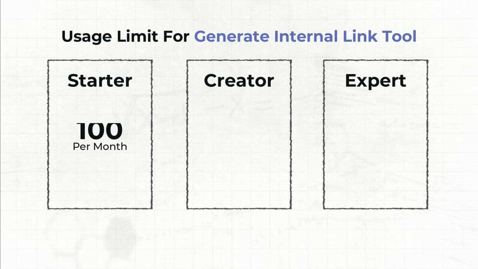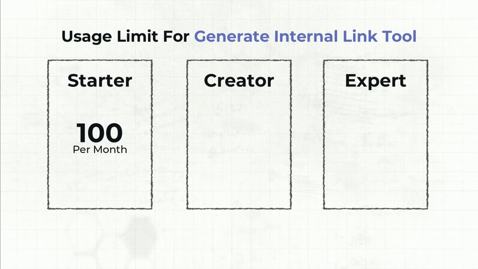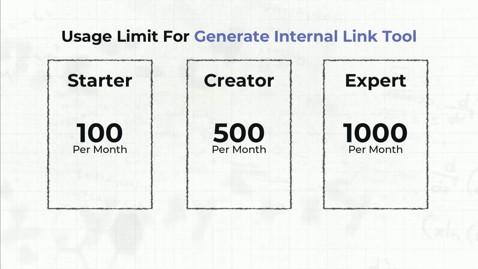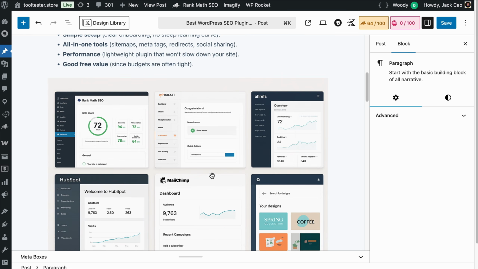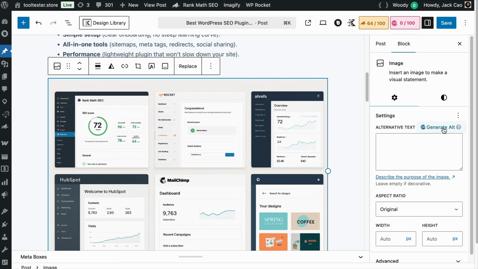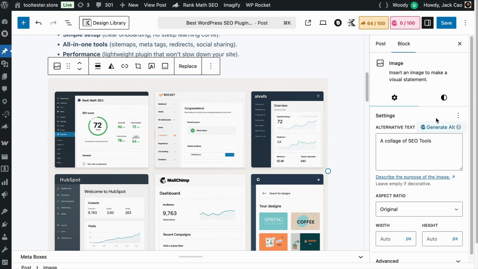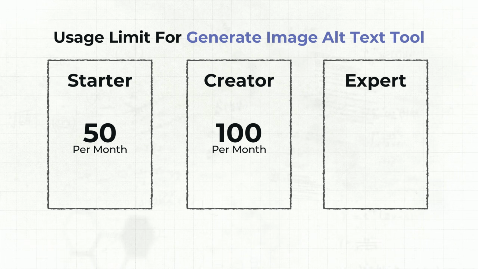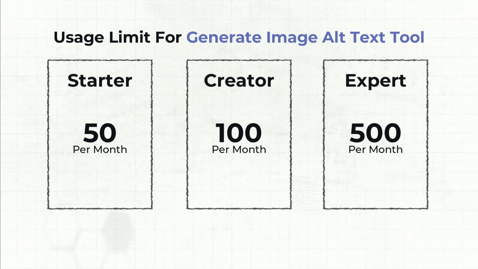You can use this feature 100 times for the starter plan, 500 times for the creator plan, and 1000 times for the expert plan. And then when you add an image to your article and you want the AI to generate the image alt text, you can do so 50 times for the starter plan, 100 times for the creator plan, and 500 times for the expert plan.